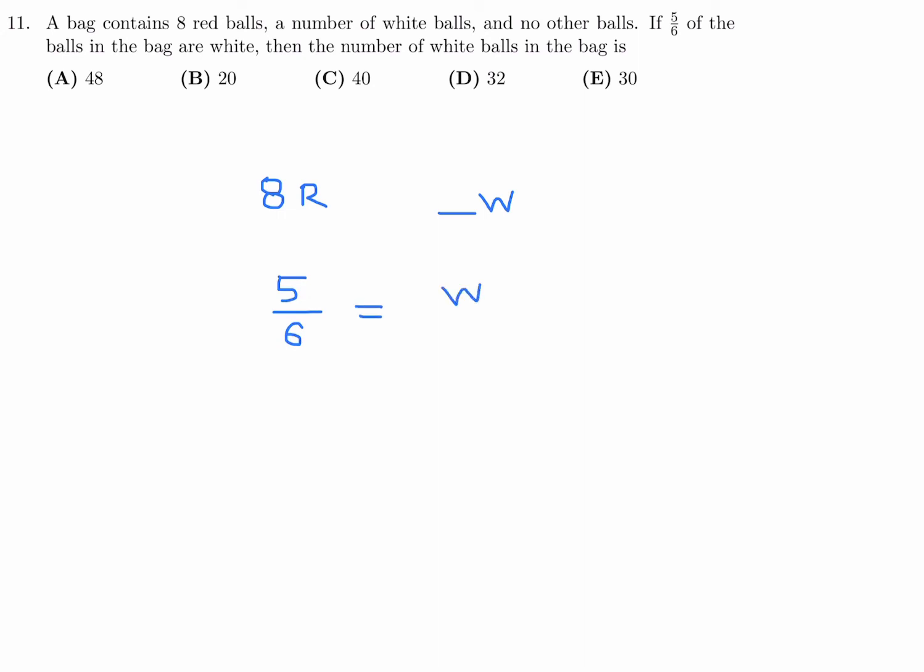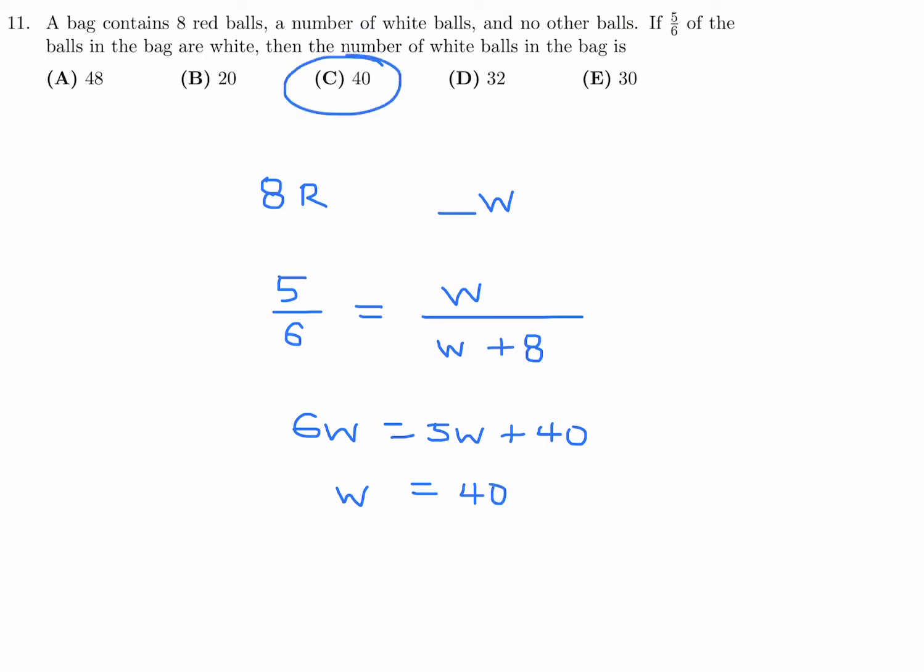So it would be W plus 8, where 8 is the number of red balls. So cross multiply and you get 6W is equal to 5W plus 40, and therefore W is equal to 40. So there's 40 white balls. Number 11, the answer is C.